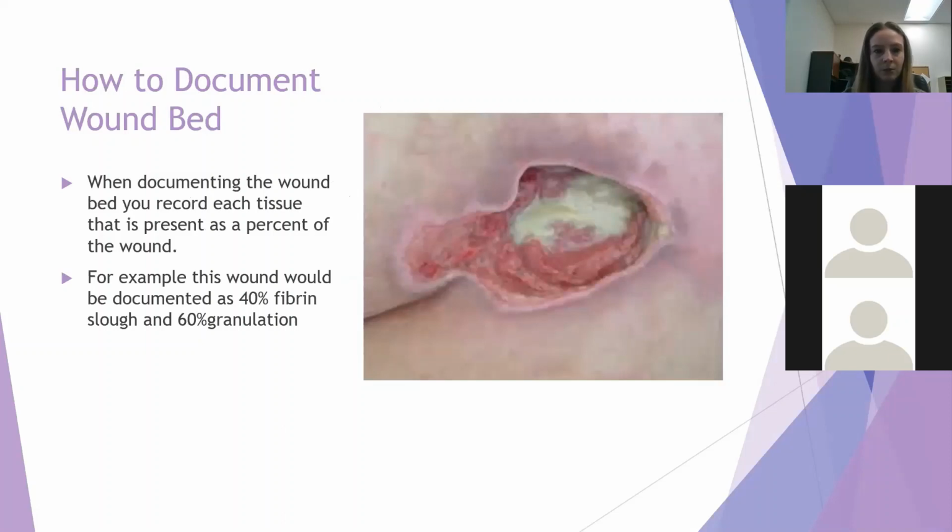So how do you document the wound bed? When documenting the wound bed, you record each tissue that is present as a percentage of the wound. For example, this would be documented as 40% fibrin slough and about 60% granulation. You kind of do your best to guess on a scale of 100% of how much of the tissue is there. It will always vary between people a little bit, like 40 or 50, of how you would document that, but it does kind of overall give you a good idea of if it's progressing towards a healthier wound bed or an unhealthier one.